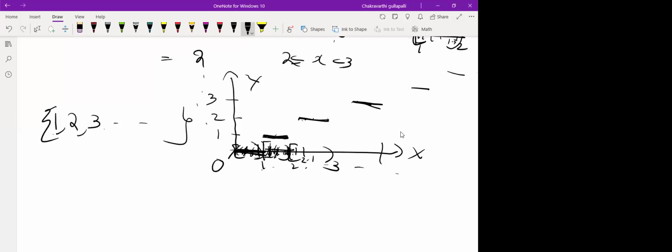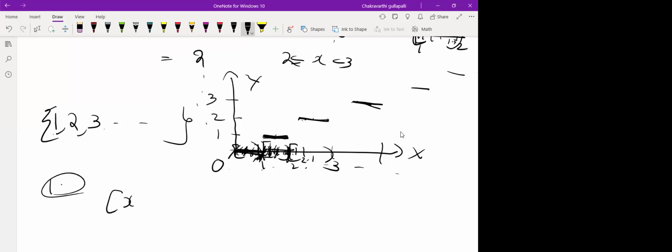0.6 is not a breakpoint. 1.1 is not a breakpoint. 1.2 is not a breakpoint. What are the breakpoints? 1 is a breakpoint. 2 is a breakpoint, 3 is a breakpoint, because the left side of 1 is 0, the right side of 1 is 1. So it is behaving differently at 1. So every integer is a breakpoint. At all other points, at decimal points, it is not a breakpoint.